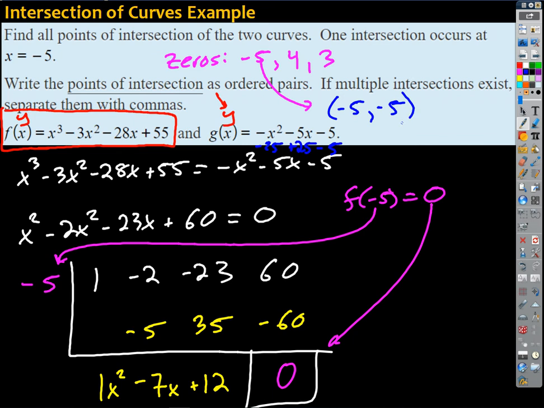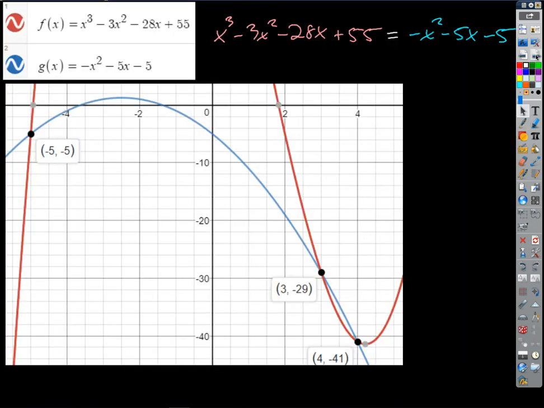Okay. And we can see what it would look like if I graphed it. The red function is graphed in red, the blue function is graphed in blue, and sure enough, 3, 4, and -5 are the x values. There's the one that we found right there, -5, -5. You get real solutions, I mean, if there are intersections. We know there's at least one. If it had only intersected once, then we would have only gotten one real solution, right?